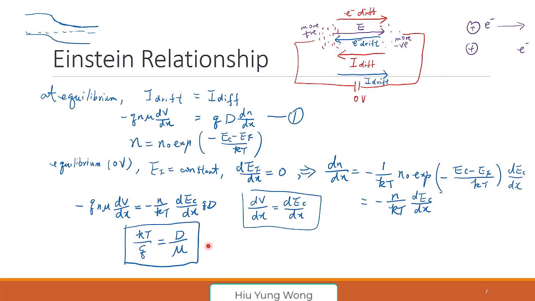Maybe a little bit messy also because I'm sorry I copied the equation wrong, but the most important part I would like you to take home is kT over q equals D over mu. I hope that you remember this relationship. Second thing is, I hope you remember that there are two components of current, drift and diffusion. At equilibrium, they are the same. And I hope you appreciate how to calculate the drift and diffusion current.